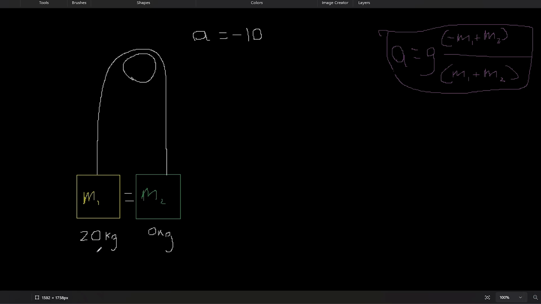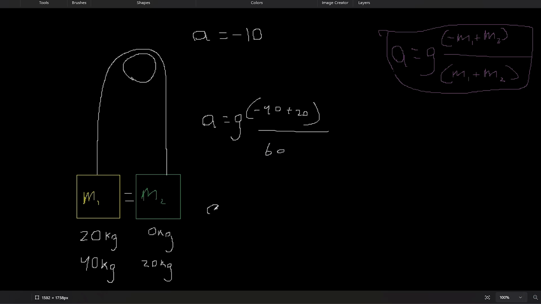But what if we increase both of these by 20 kilograms? M1 would equal 40 kilograms, and M2 would equal 20 kilograms. So would the acceleration be the same, or would it be different? Well, let's plug it into the formula. Acceleration equals force of gravity multiplied by negative m1, that's negative 40, plus m2, 20, all over m1 plus m2, 60. So acceleration equals force of gravity, negative 40 plus 20 is negative 20, over 60.